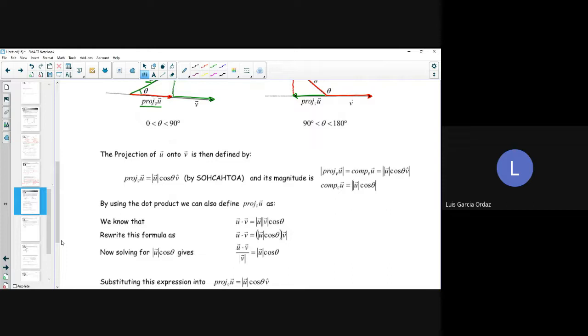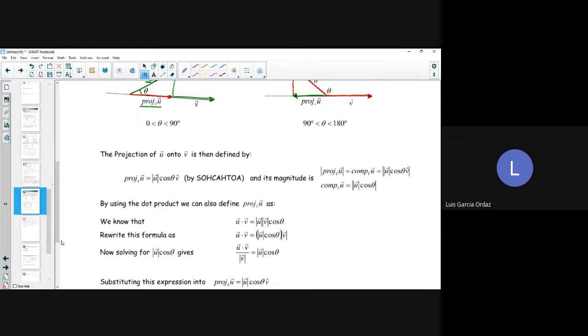By using the dot product, we can also define the projection of u onto v. We know that u dot v, from I think two lessons ago, is the magnitude of u times the magnitude of v times the cos of theta. Now, we can rewrite that as the magnitude of u times cos theta times the magnitude of v. Because of the commutative property, when multiplying terms we can switch the order and it will still give me the same thing.